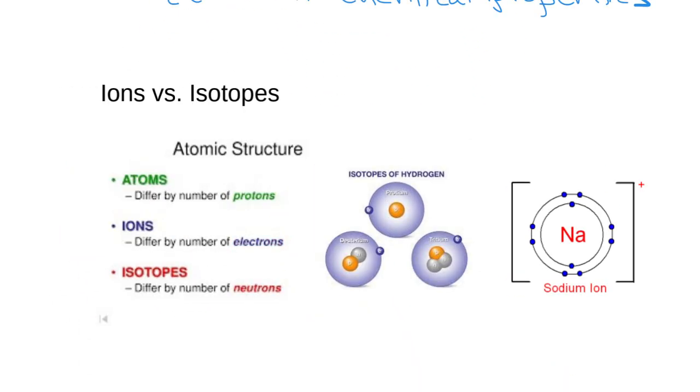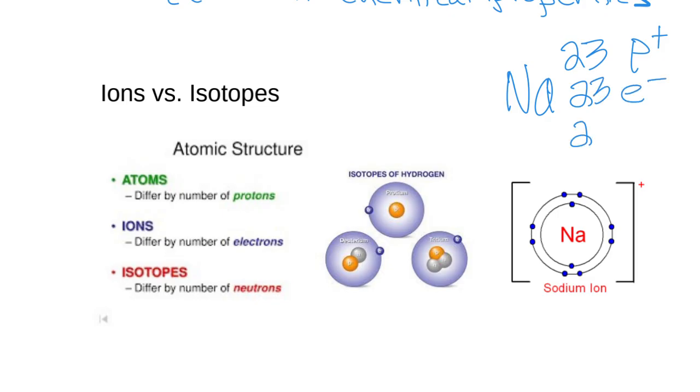Now let's go over ions and isotopes. I want to talk about what happens when you change each one of the subatomic particles. Okay, so here let's talk about sodium. Sodium has 23 protons, 23 electrons, and I believe it also has 23 neutrons. Now, let's talk about what happens if I change each of those numbers. I'm going to start with the protons, okay?